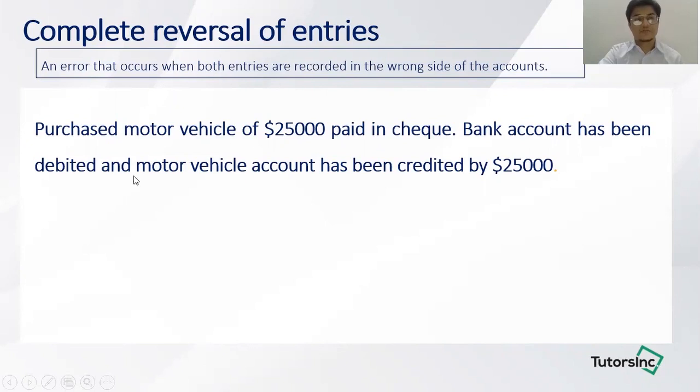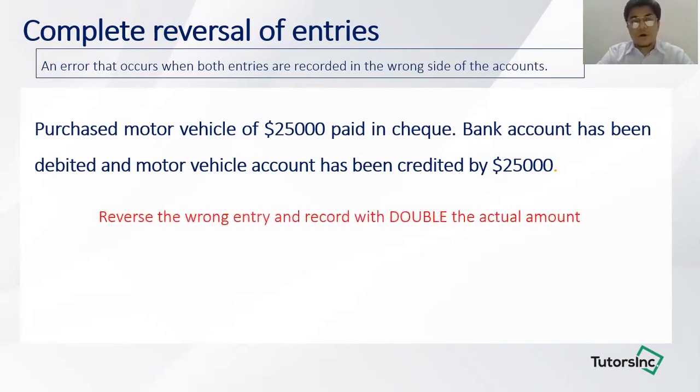Now notice the transaction that we had. The first line mentions that we have purchased a motor vehicle and paid by check. So according to this, we should have debited motor vehicle account since we have purchased it, which is a non-current asset, and we should have credited bank account since we have paid funds out of our bank account. But instead, we have debited the bank account and credited the motor vehicle account, which means we have reversed the correct entry and entered the values in the wrong side of the accounts.